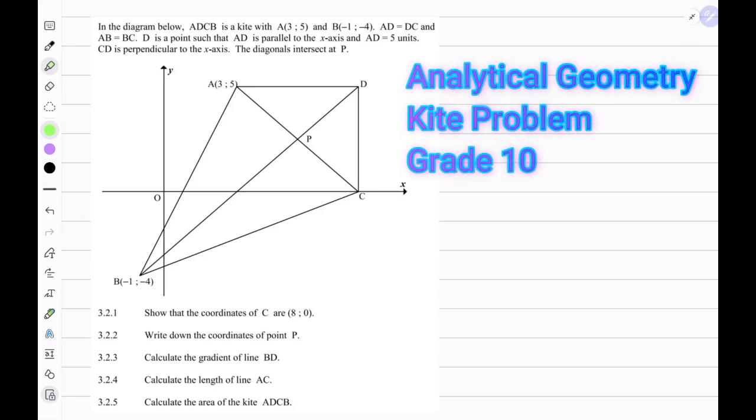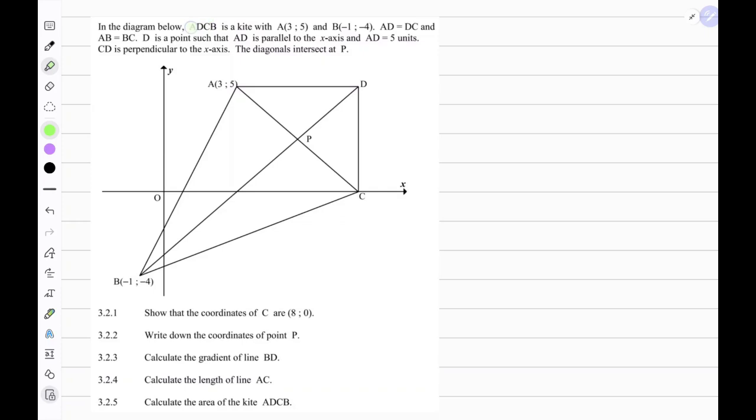Great, let's solve this analytical problem together. It says in the diagram below, ABCD is a kite. They give us the coordinates of A and B, as we can see on the sketch here. And then they say AD is equal to DC. So side AD is equal to DC.